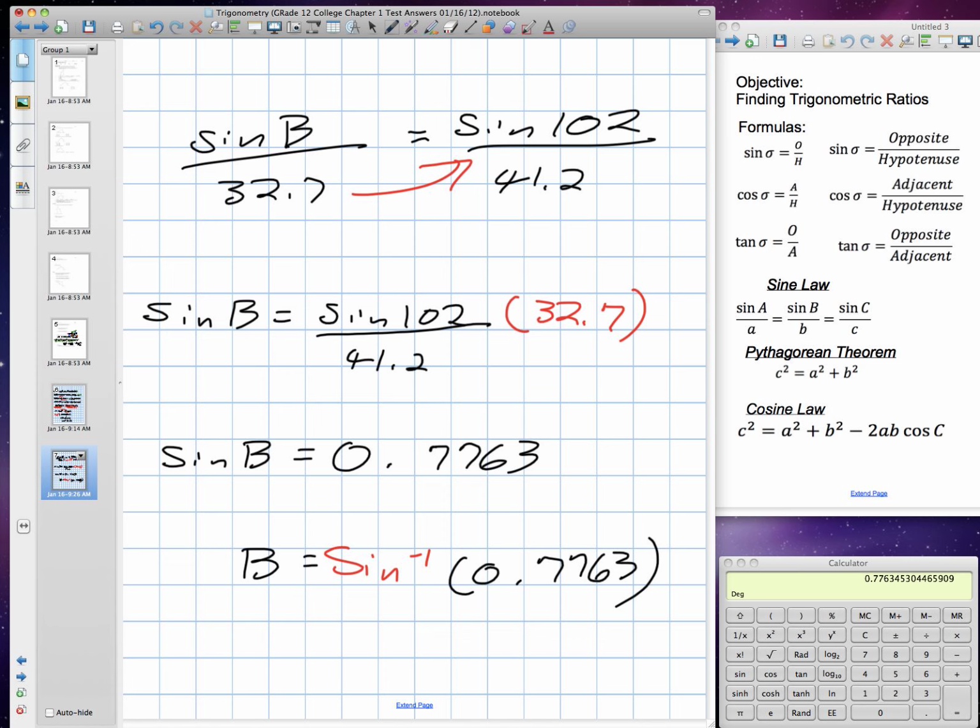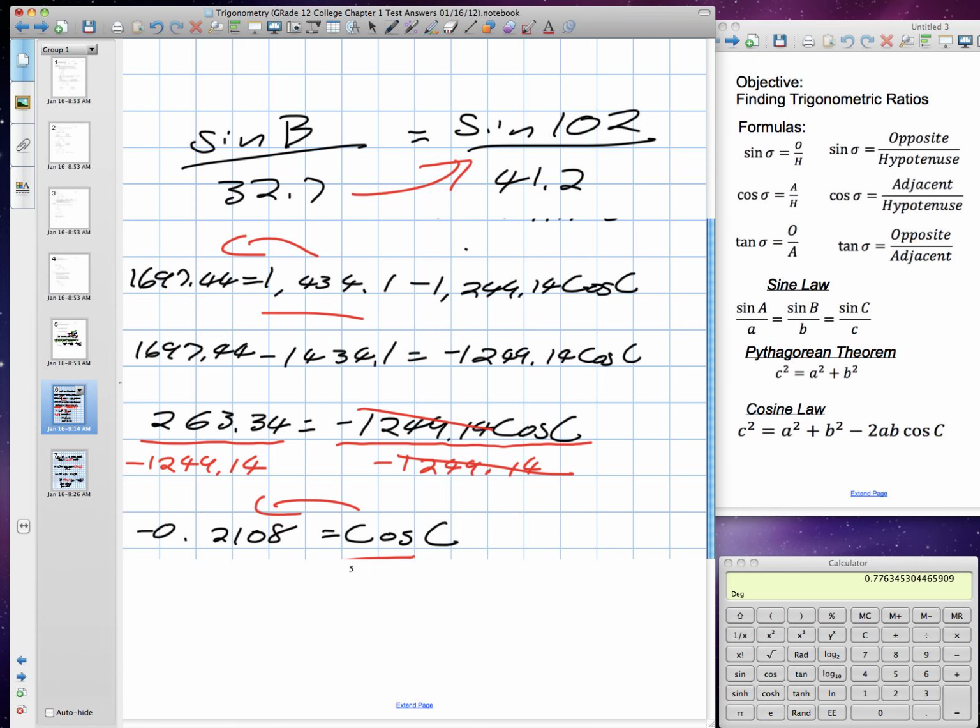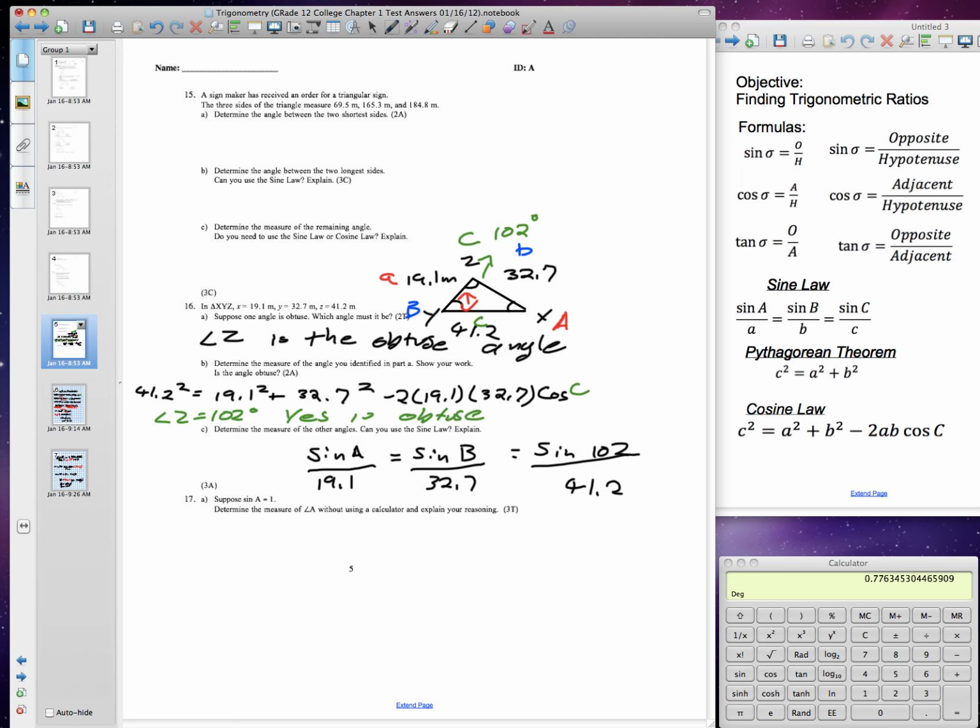So I've discovered what two of the angles are. Angle B is 51 degrees. Angle C is 102. What is a quick way to find out the other angle? That's right. A triangle's going to add up to 180 degrees.